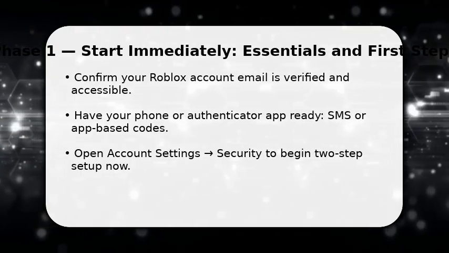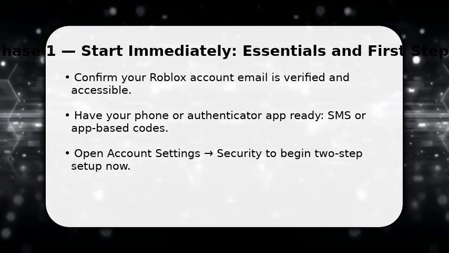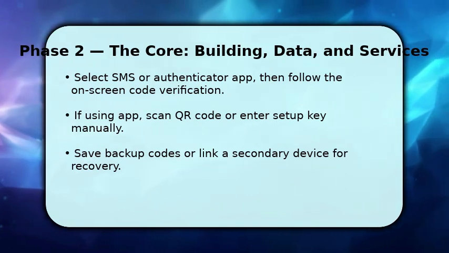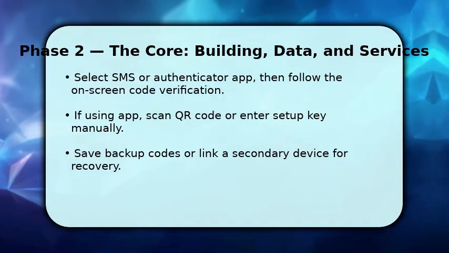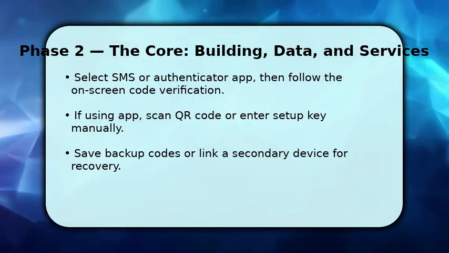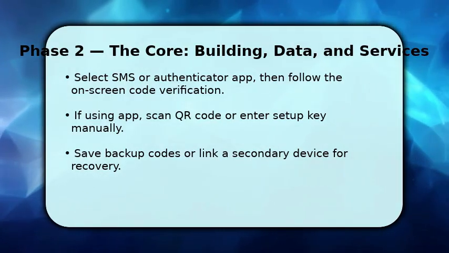Make sure your device clock is correct, as code generation depends on accurate time. Next, enable two-step verification by selecting either SMS or an authenticator app. The how matters because apps are more secure versus SMS. If you pick an app, scan the QR code or type the setup key into your app, and then enter the generated code to confirm.